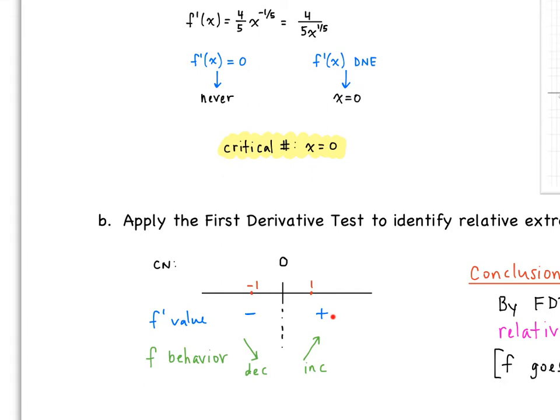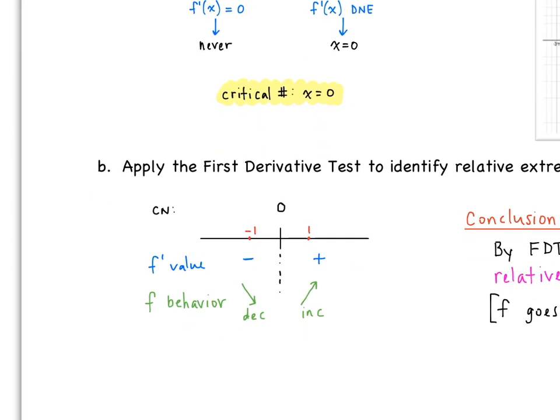Okay, so remember, if f prime is negative, what does that mean about f's behavior? So now I just make a note. When f prime is negative, that means f is decreasing. When f prime is positive, that means f is increasing. So what happens now when f goes from decreasing to increasing? Well, we should be able to identify that this right here is going to represent a minimum.